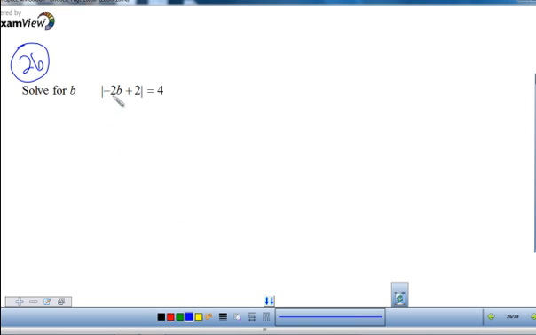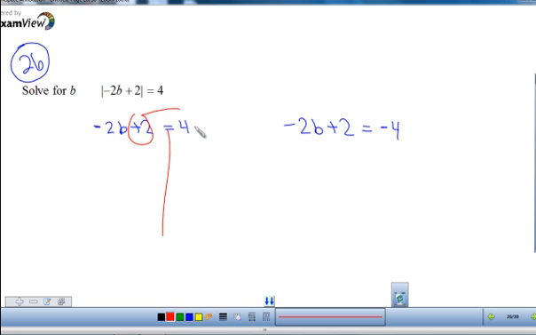Okay, solve for b. Negative 2b plus 2 is equal to 4. So this is absolute value, which means I'm going to have two answers. One where I left my house and went to the right. The other one, I left my house and went to the left. Remember, the absolute value means distance from 0. So I'm going to subtract 2.